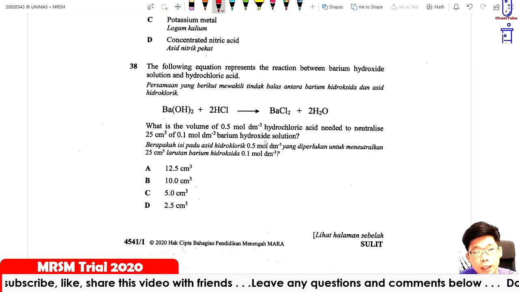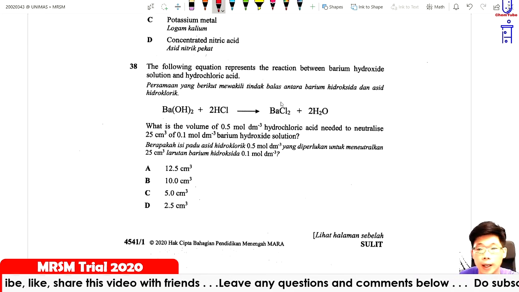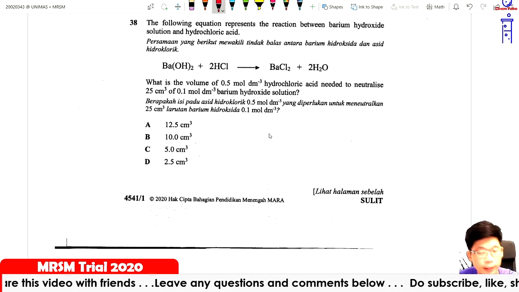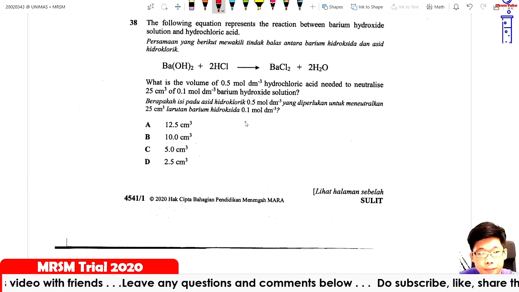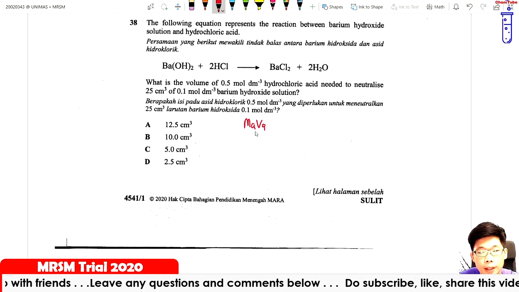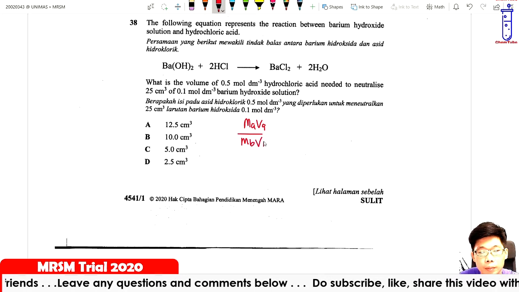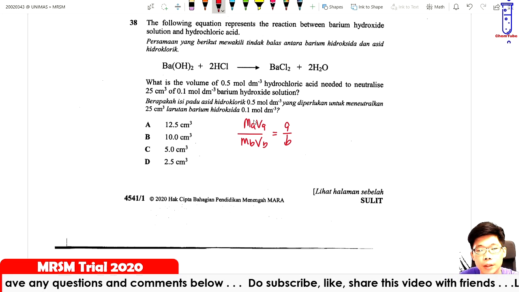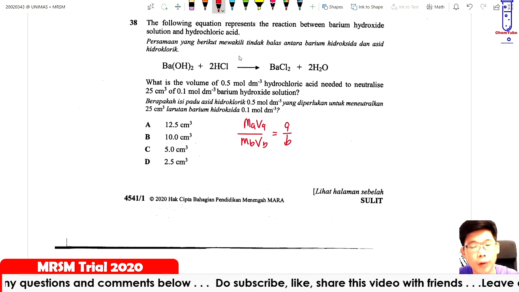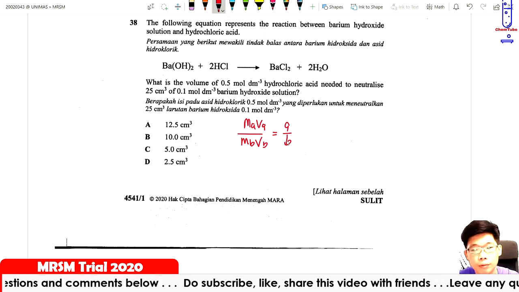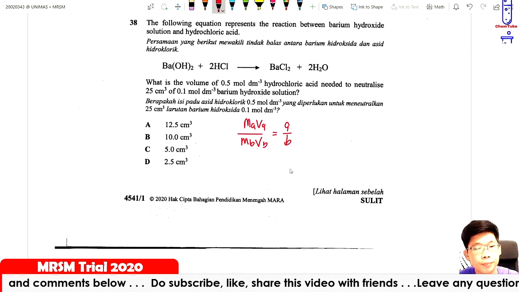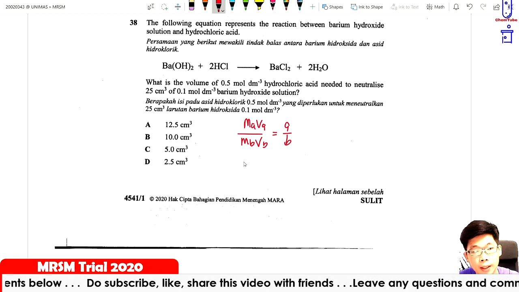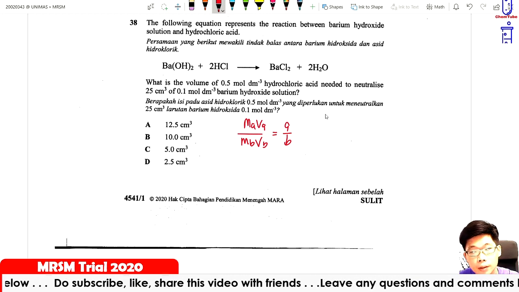Okay, 38. What is the volume of 0.5 mole per cubic decimeter hydrochloric acid needed to neutralize the barium hydroxide? I think this question is very popular. You should be able to calculate it correctly. We use the formula MAVA over MBVB equals a over b. A we let it be for acid, B we let it be for base. So for the acid first, the molarity is 0.5.